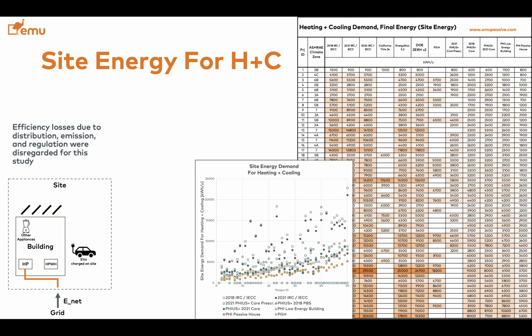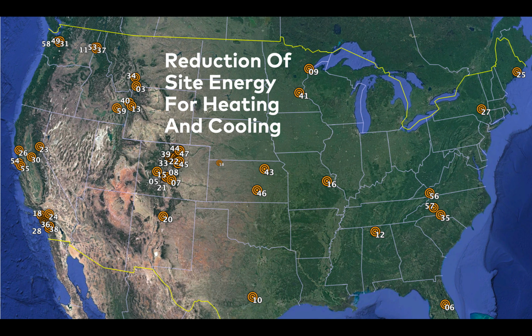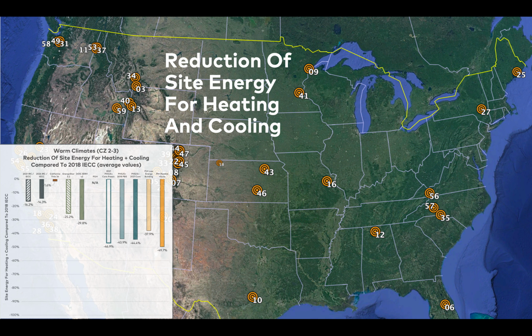Now, this is important to see, to benchmark against a baseline. And the baseline for the whole study was the 2018 Energy Code, so the 2018 IECC. Now, this is the reduction, and more importantly, we're going to see the result from this table in a more attractive and understandable form of graph. When we start looking at performance by climate, this is what it looks like for warm climates.